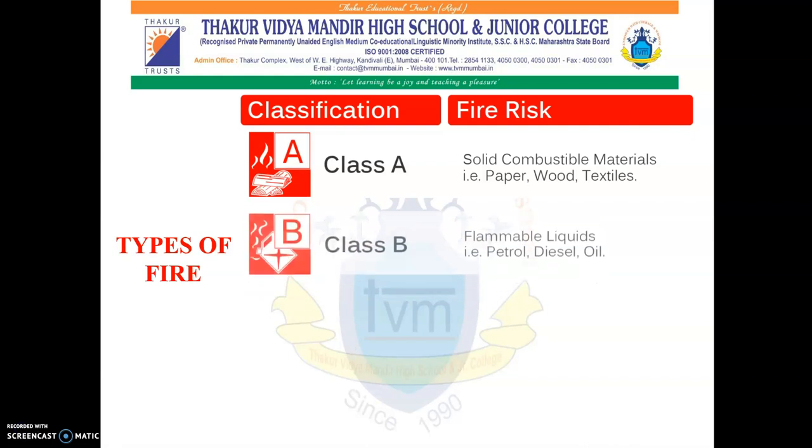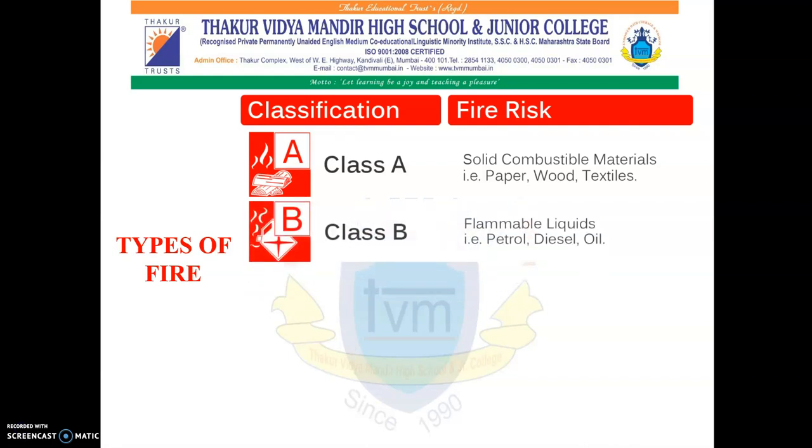Next is Class B fire. Fire caused due to the flammable liquid substances like petrol, diesel, oil, paints, etc. All these substances are lighter than water. Water is heavier than oil, right? So it settles down and it cannot cut off the supply of air to the fire, and hence the oil keeps on burning on the top. And therefore, fire extinguishers can be used to extinguish this fire. Water cannot be used to extinguish the fire which is caused due to liquid substances.